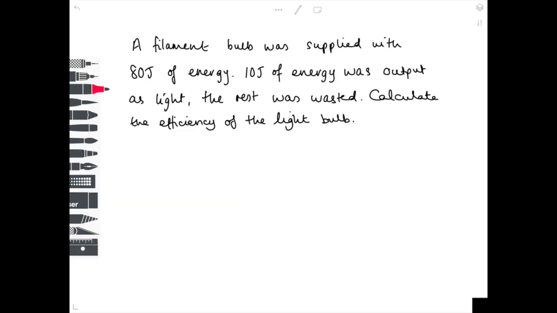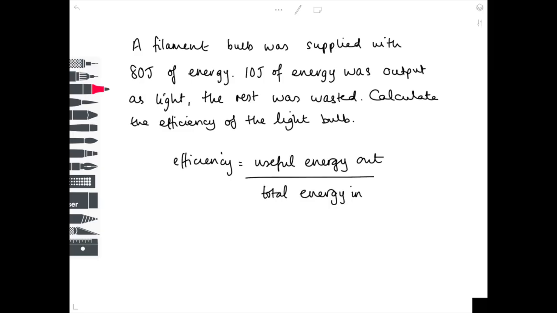We now need to look at efficiency. So using this example, a filament bulb was supplied with 80 joules of energy. 10 joules of energy was output as light, the rest was wasted. Calculate the efficiency of the light bulb. You need this equation. So efficiency equals useful energy out divided by total energy in.